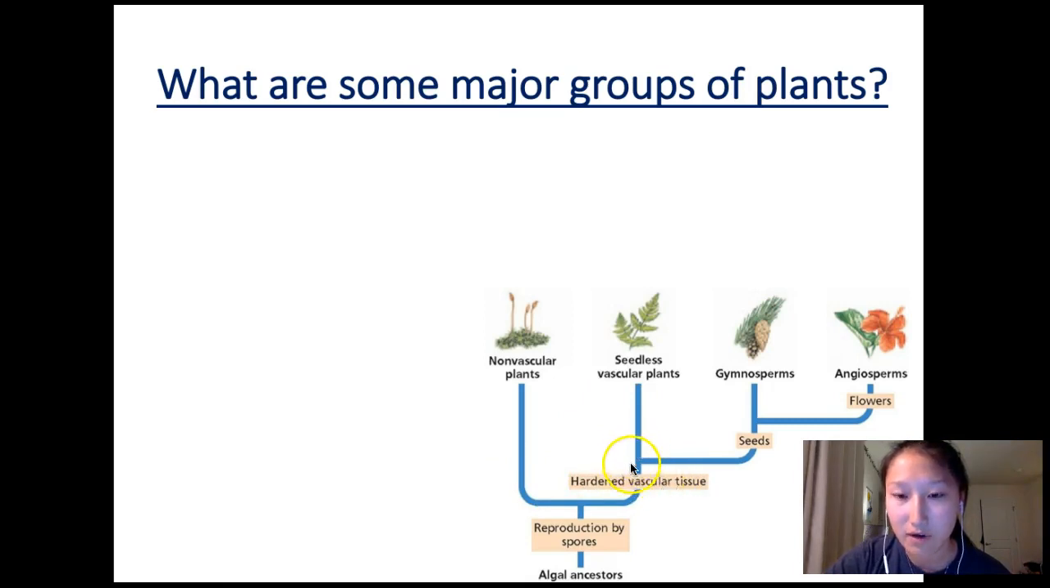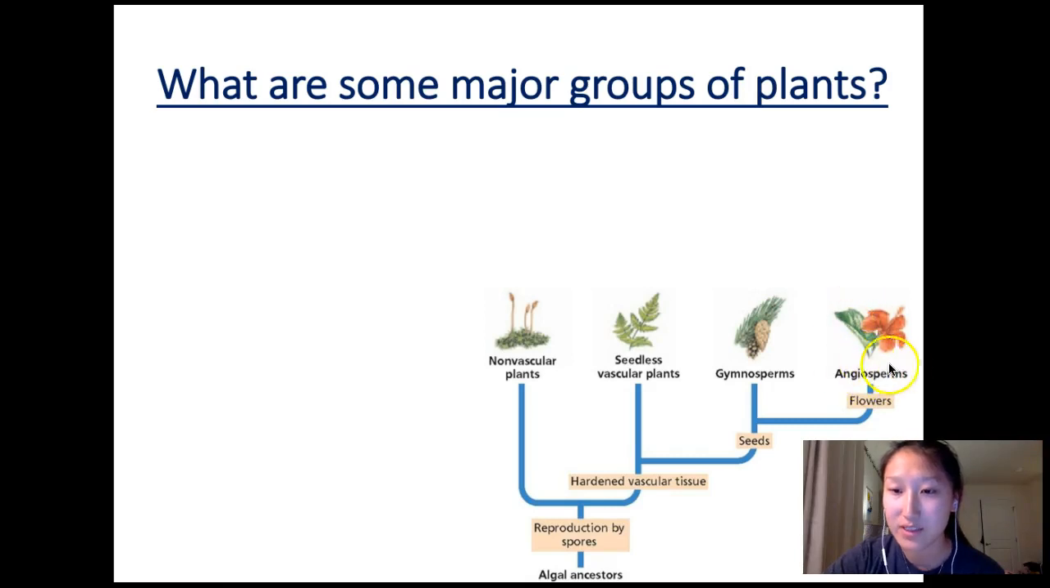This characteristic evolved before this common ancestor of these 3 plants. So that means all 3 of these plants have hardened vascular tissues. And we've talked about seeds already. And lastly, flowers evolved only on the little branch leading to angiosperms.